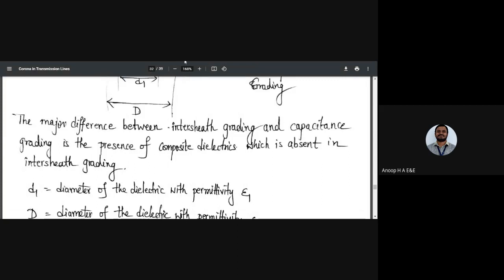Okay, so in case of intersheath grading, you will not be having composite dielectrics, and in case of this one, we will be having the composite dielectrics. Composite dielectrics generally means it will be having different permittivity levels at that point.